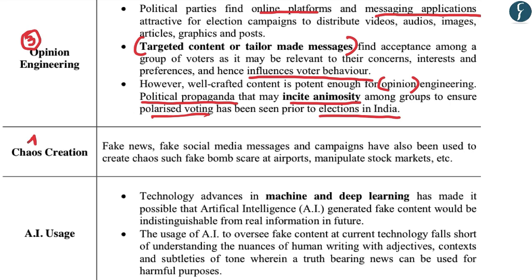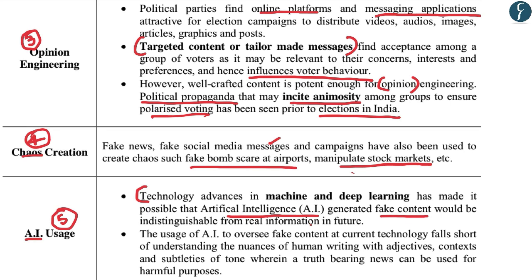The fourth concern with regard to fake news is of chaos creation, wherein fake news and fake social media messages have been used to create chaos, such as fake bomb scares at airports and manipulating the stock market, among other instances where fake news has been used to create chaos. The fifth concern with regard to fake news is the usage of artificial intelligence, wherein technology advances in machine and deep learning have made it possible for artificial intelligence to generate fake content. And this fake content generated by artificial intelligence becomes hard to distinguish from real information.